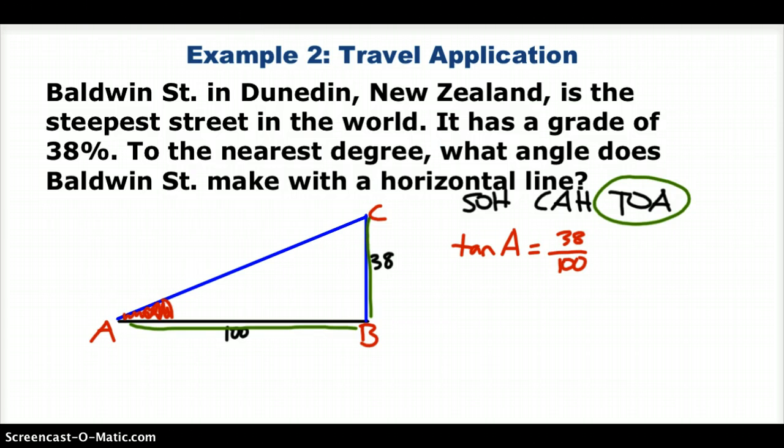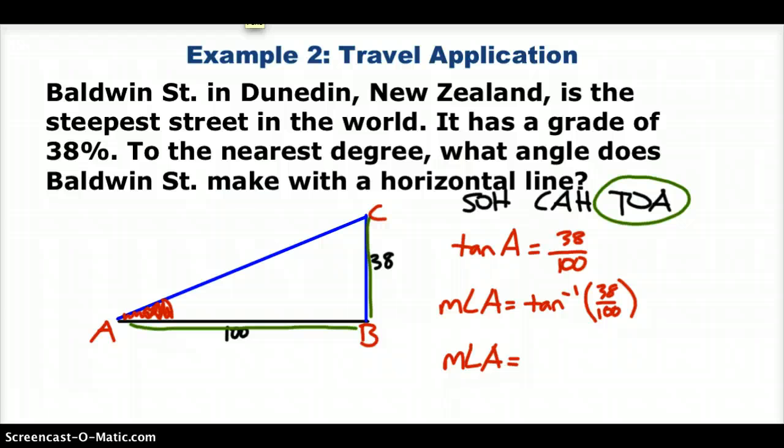Since we know that ratio, I can now say that the measure of angle A is going to be equal to the inverse tangent of 38 over 100. And now is where we're going to go to our calculators and find our final answer of what degree this makes. So I'll take 38 divided by 100, and that gives us 38 hundredths, and I'll find the inverse tangent of that, and it gives me about, to the nearest degree, 21 degrees. We're going to call this a 21 degrees incline. So 21 degrees, and that would be our final answer.